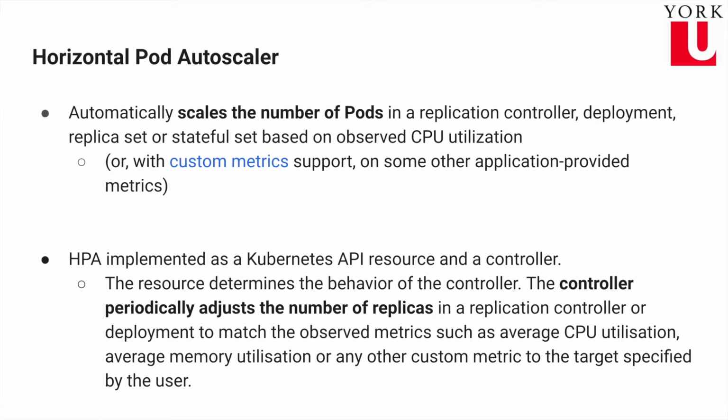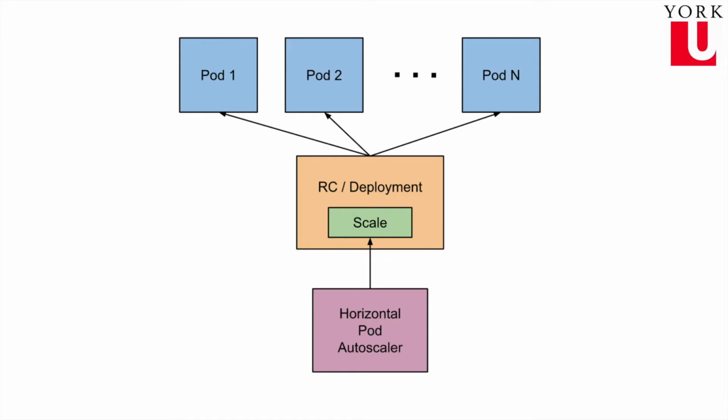Generally the HPA is used in its original form, which is just CPU utilization, but the Kubernetes folks also let you import your own custom metrics. And that's pretty much what the HPA is. It's a controller that periodically adjusts the number of replicas. So let's keep moving forward.